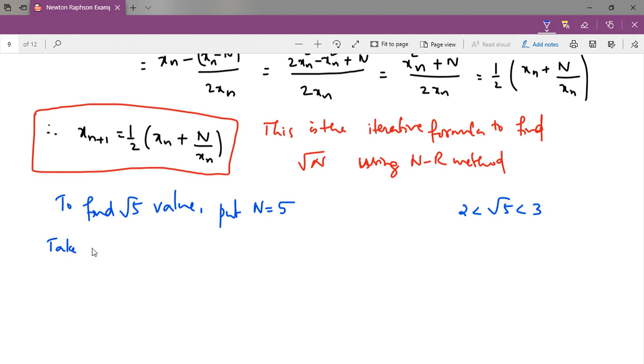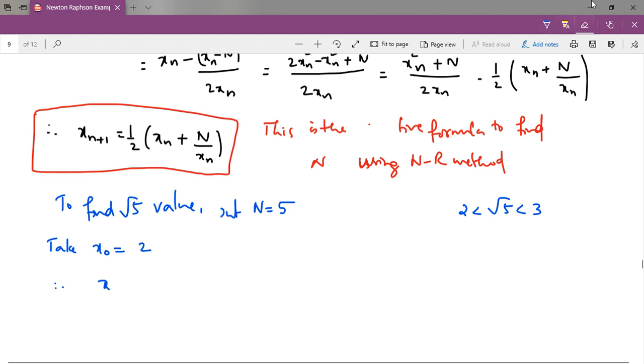So now let us take x naught as 2. Then x n plus 1. When n is 0, we get x1. So x1 is equal to, to find the value of root 5, put n is equal to 5.